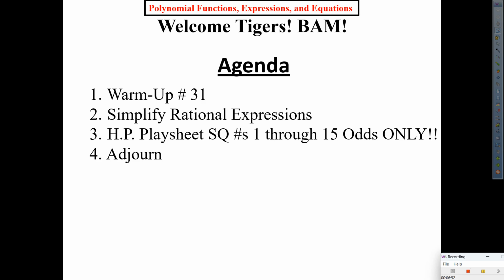So warm-up number 31, simplify rational expressions. Tonight's homework is the practice sheet, Super Q, 1 through 15 odds.